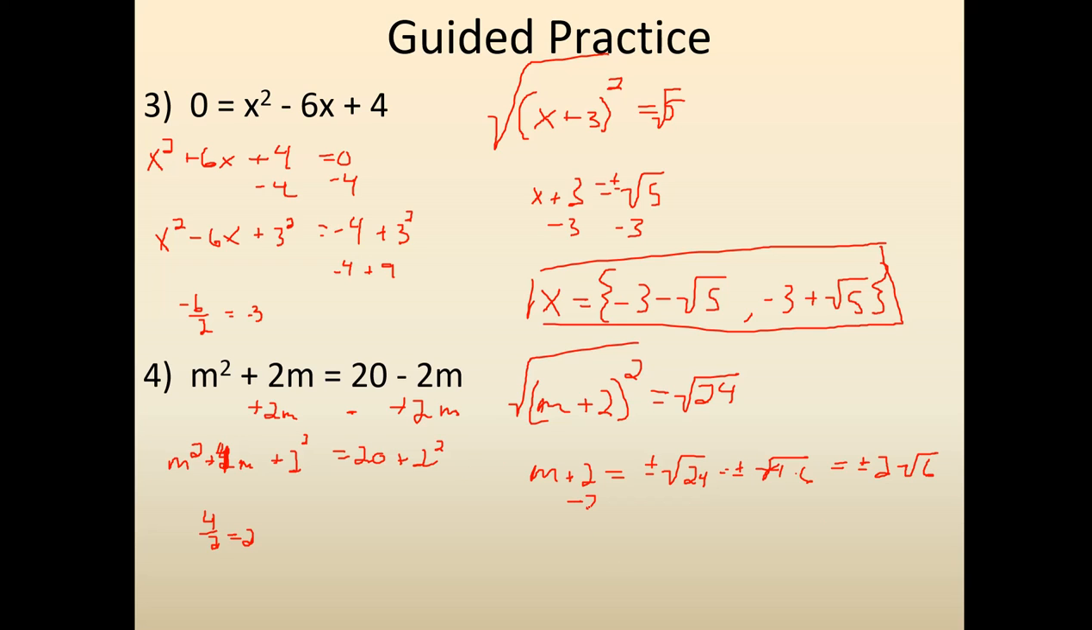Subtract the 2 from both sides. And we end up getting that the solution set is minus 2 minus 2 rad 6 and negative 2 plus 2 rad 6. I apologize if my writing's getting a little messy. It's hard to write with a mouse.